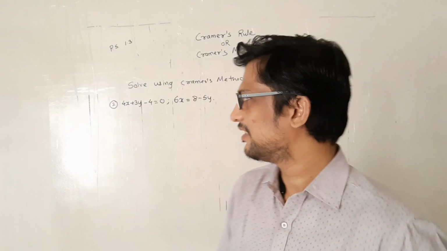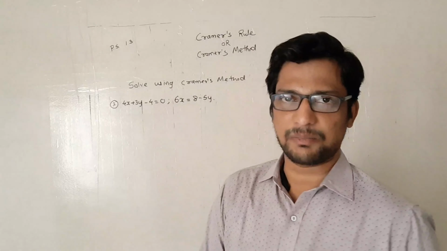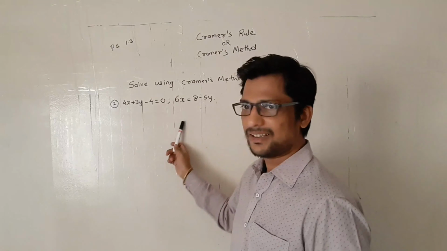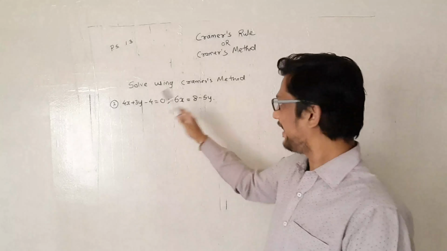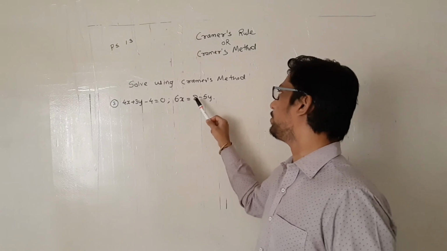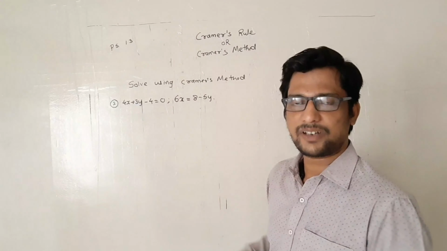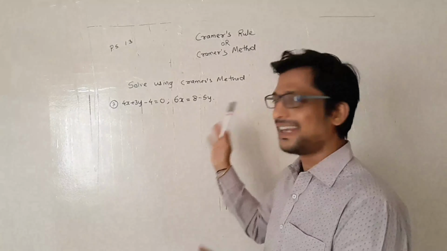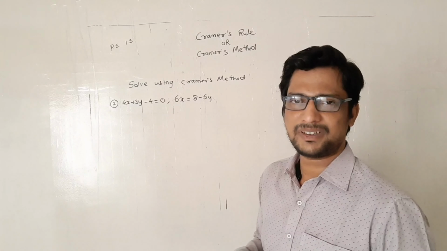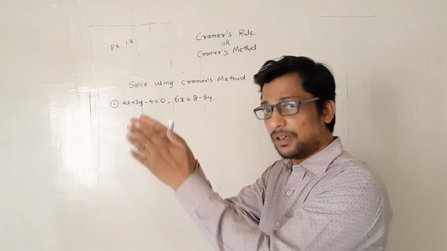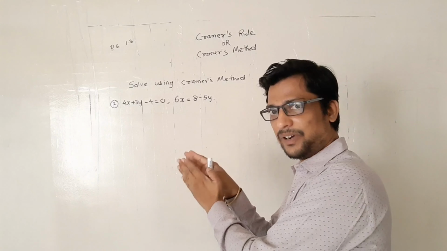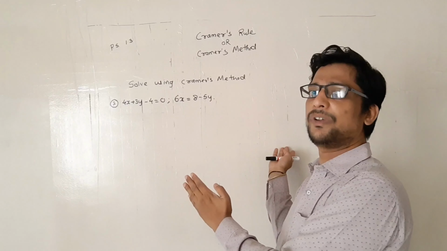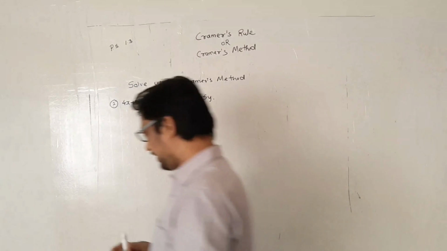Yes, students. Let us see the second example. Now, the purpose of taking the second example is here. See, they have given the second equation as 6x is equal to 8 minus 5y. This is not in standard form. So we have to convert that into standard form. Now what do you mean by standard form? Standard form means we will write the x coefficient first, then the y coefficient, is equal to a number without a variable. So let us start.